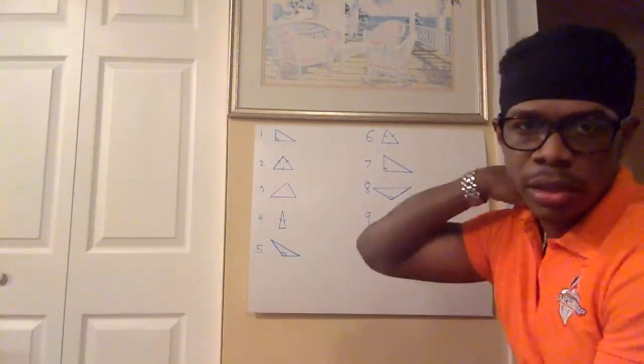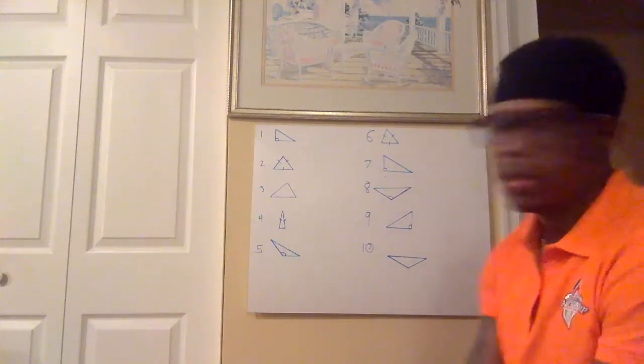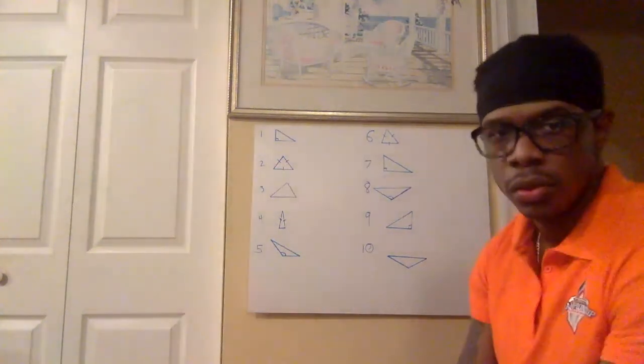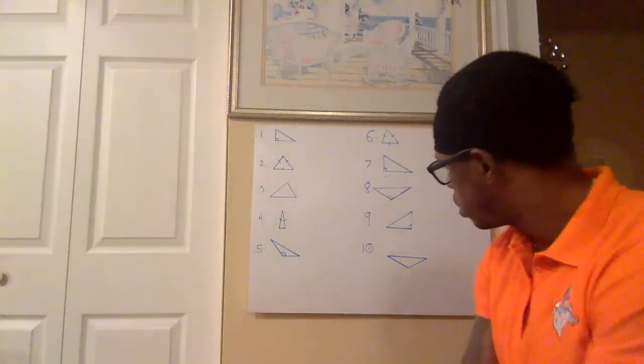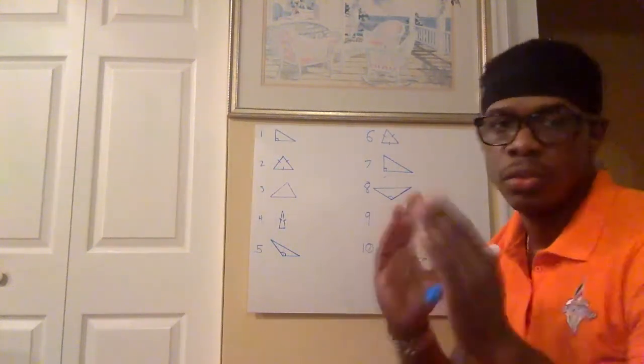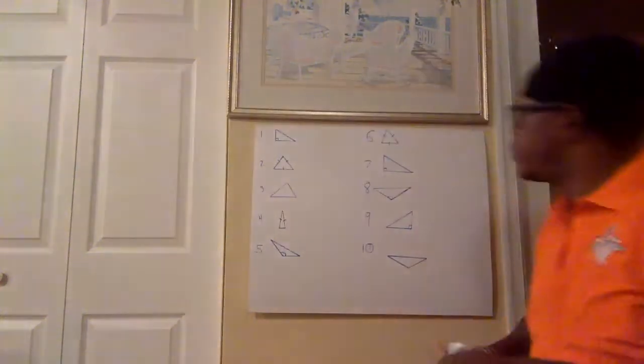Number nine, if I were to say it is a right angle triangle, would I be correct? Yes, I would. And then finally, number 10, if I were to say number 10 is an obtuse angle triangle, would I be correct? Yes, I would be correct. Number 10 is an obtuse angle triangle. So I really hope that you paused to read them out. But that is it for angles.